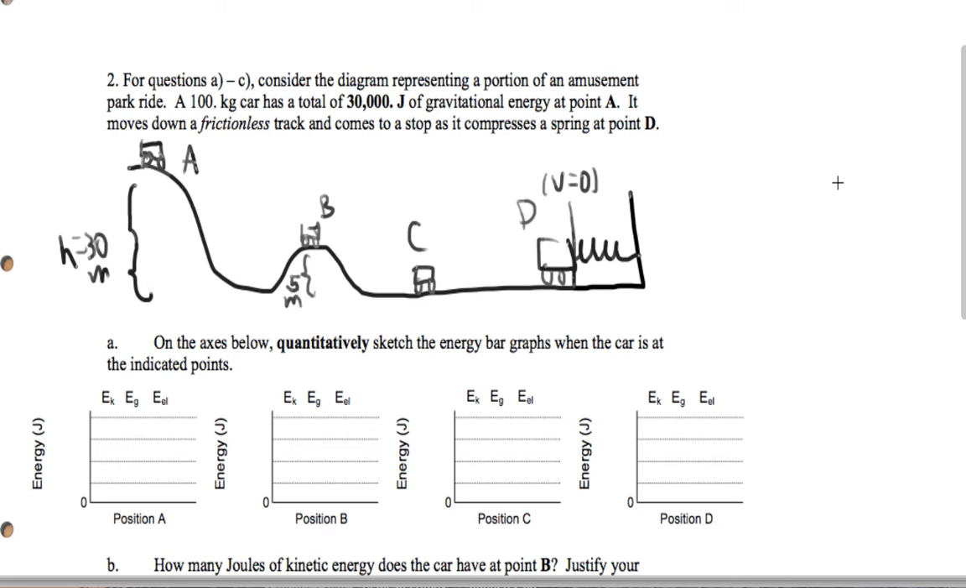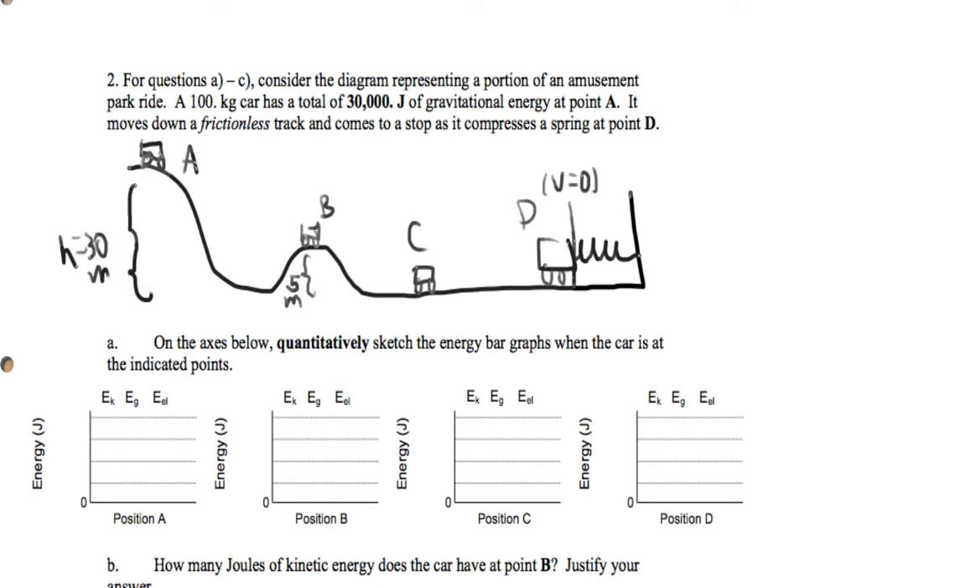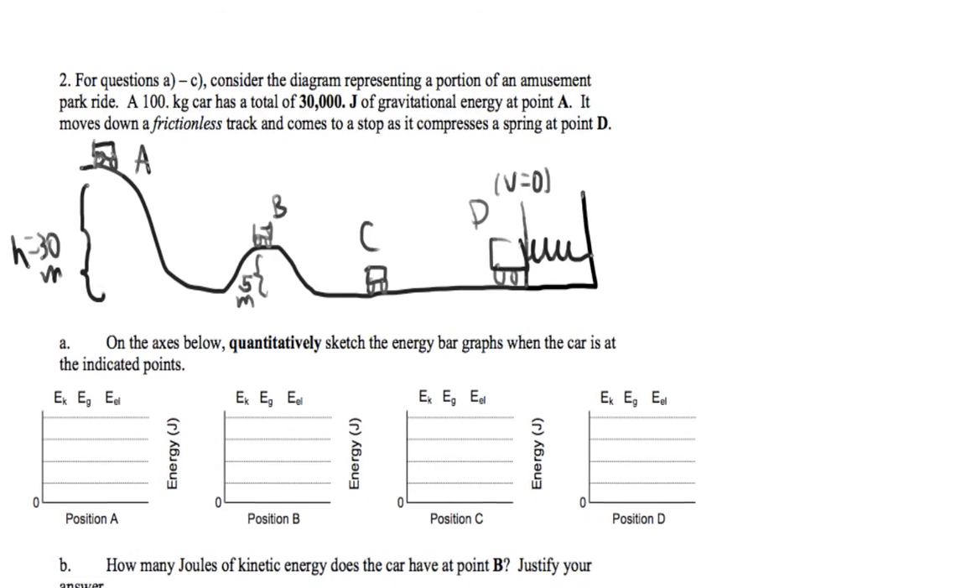All right, for problem number 2, it's the revenge of the giant roller coaster with the idiotic spring at the end that stops you. So here we go. Now, let's actually run through our bar graphs. We did this in class, so I'm going to be a little quick about this.